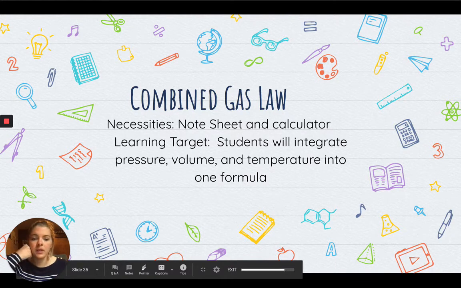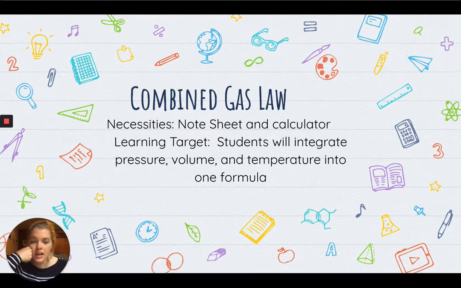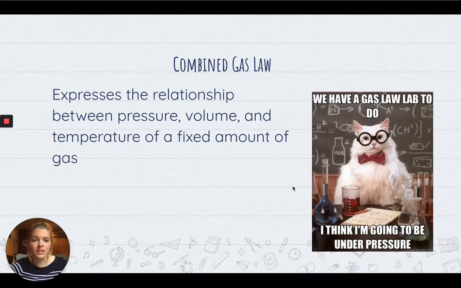Today we're going to be looking at the combined gas law. The combined gas law is basically an integration of pressure, volume, and temperature all into one formula. So, a definition: the combined gas law expresses the relationship between pressure, volume, and temperature of a fixed amount of gas.